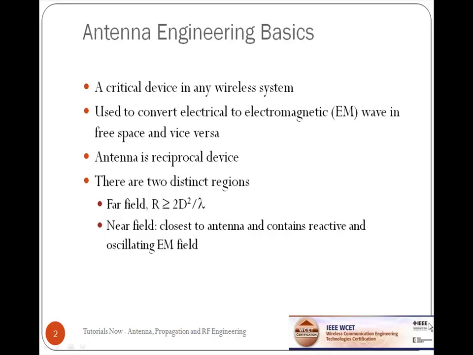There are two distinct regions called the far field and the near field. The far field region is basically any distance that is greater than 2 times d squared over lambda, where d is the largest dimension of the antenna and lambda is the wavelength. In this far field region, only the transverse propagating electromagnetic field exists. Whereas the near field, which is basically closest to the antenna, contains the reactive and oscillating EM fields. So the far field distance r is generally a good approximation of the distance required to see only the outward propagating wave.